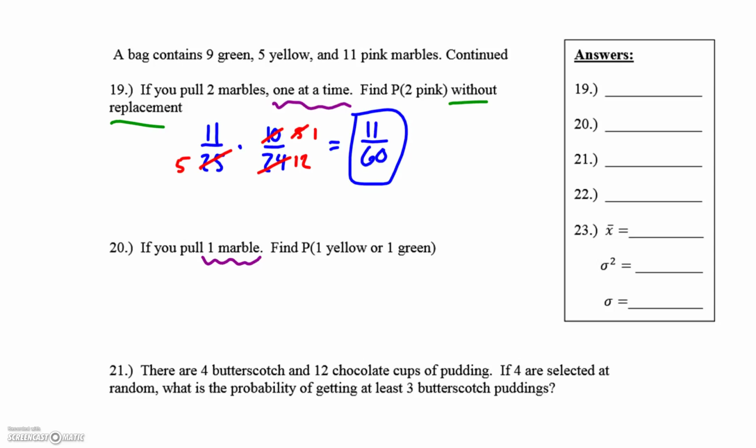So one yellow or one green. The probability of a yellow is 5 out of 25. Or means I add the probability of one green, that's 9 out of 25. And these are mutually exclusive because there's no marbles that are yellow and green at the same time. There's no overlap, so I just have to add these together. And when I add them up, it gives me 14 out of 25. And that's it. Okay?